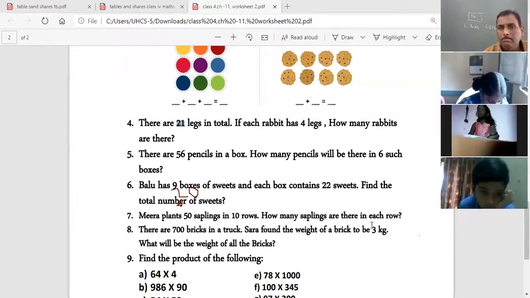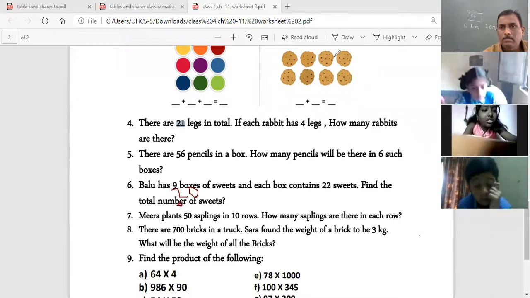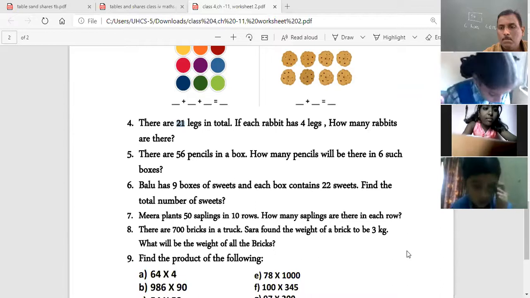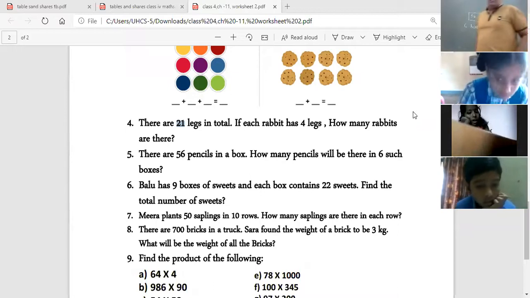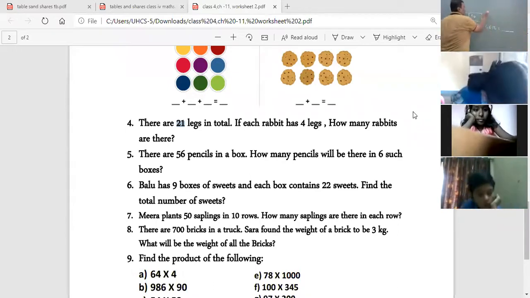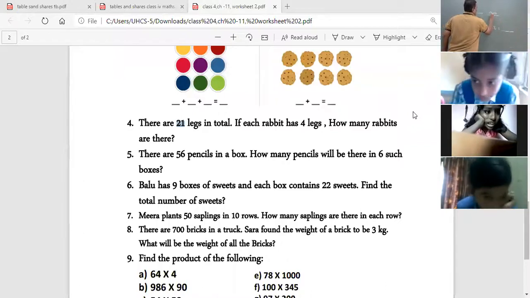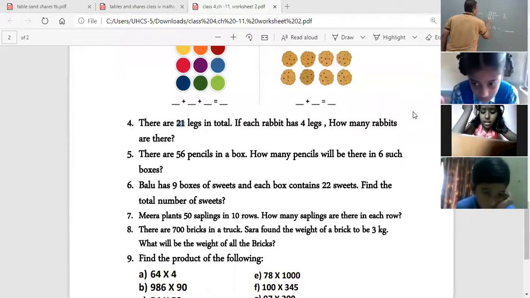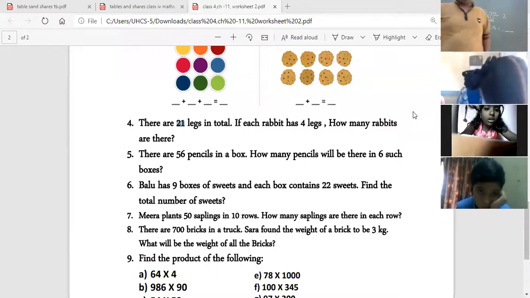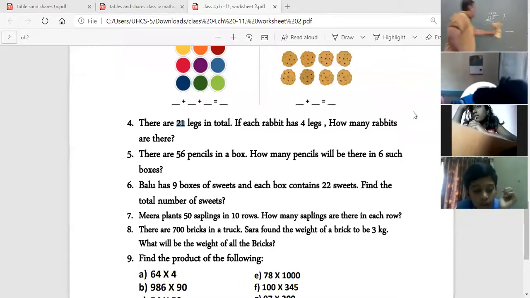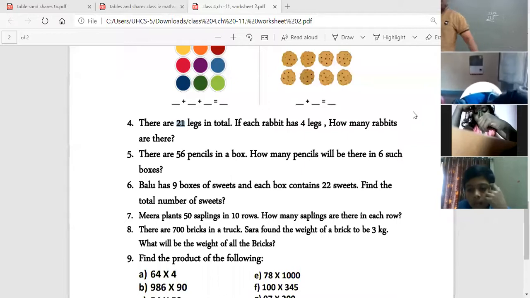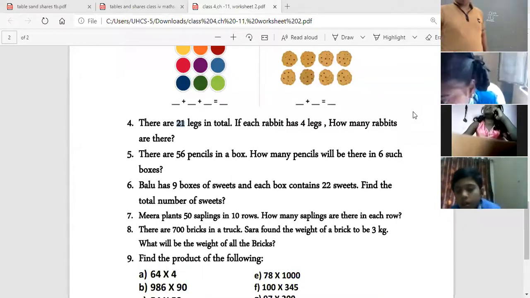Yes, the answer is 336. Second question. You have to go for multiplication. 56. So second one, pencils, 336. Multiplication already we did many number of times. This is just a good revision of that.